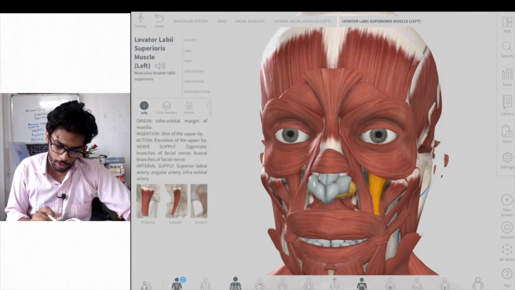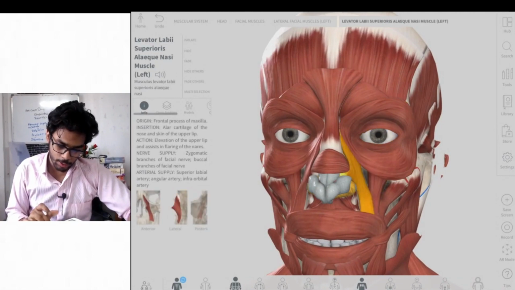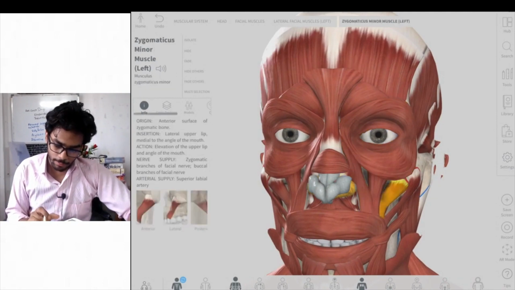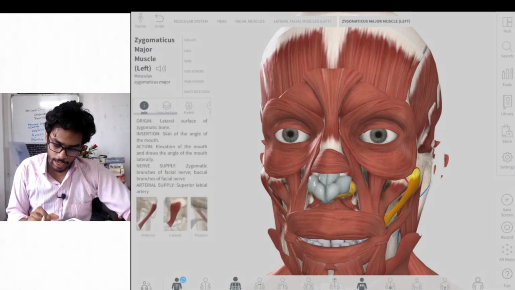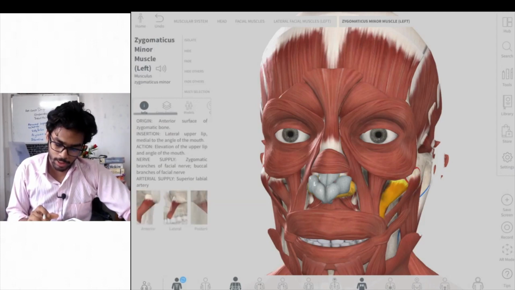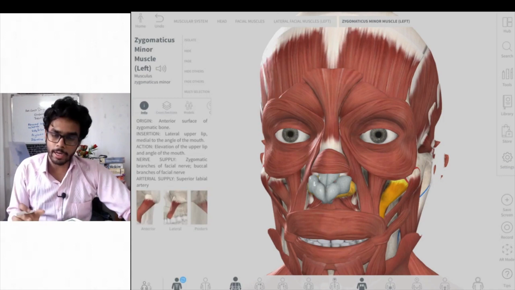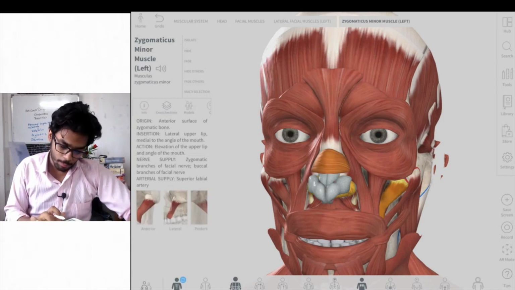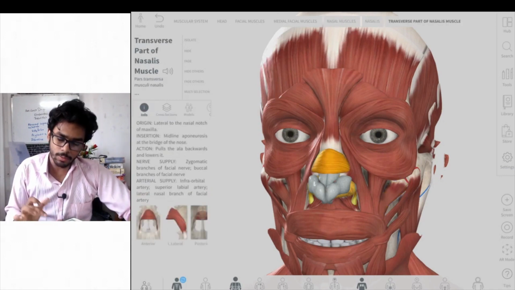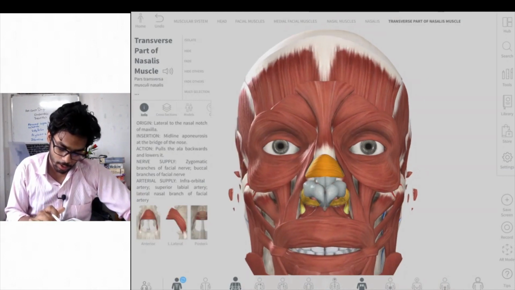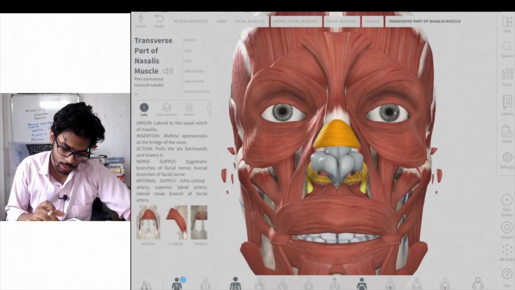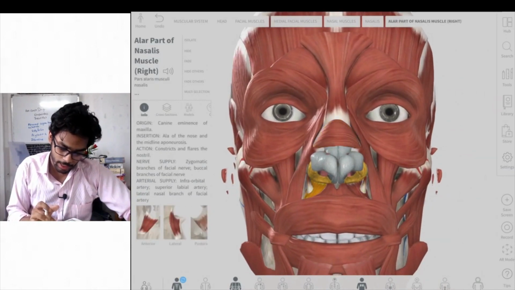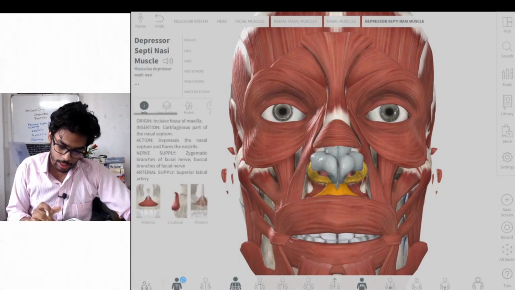This is the levator labii superioris alaeque nasi. We have the zygomaticus major, which is lateral, and zygomaticus minor, which is inside, on the anterior surface of the zygomatic bone. This is the nasalis muscle. This is the transverse part of the nasalis muscle, and here we have the alar part of the nasalis muscle. This is the depressor septi muscle, which depresses the nasal septum like this. It helps in the depression of the nasal septum.